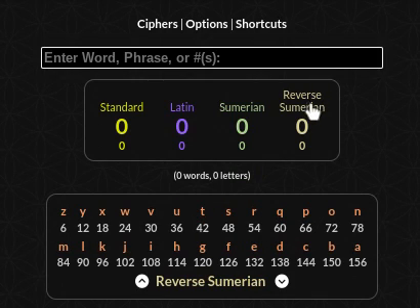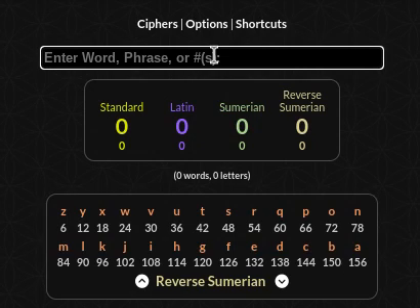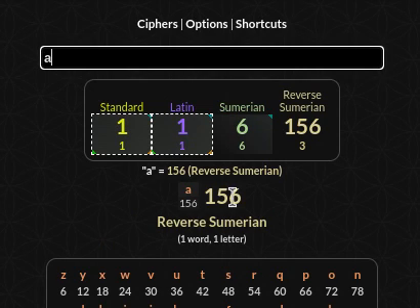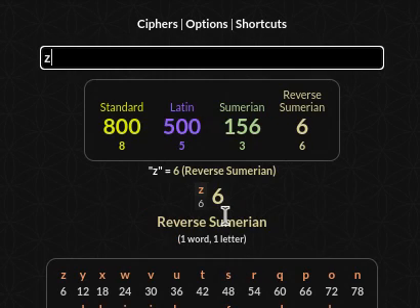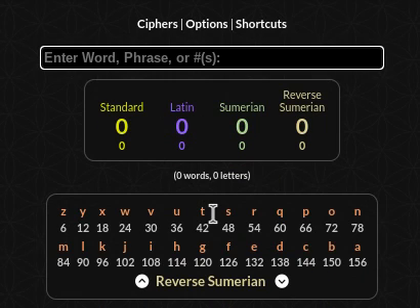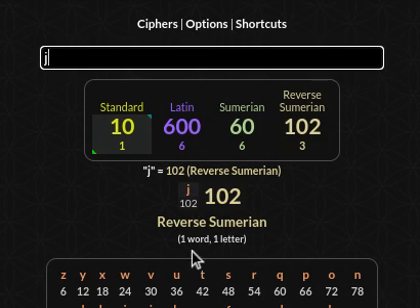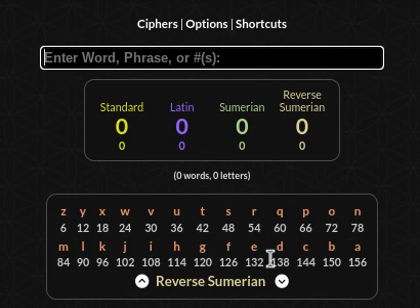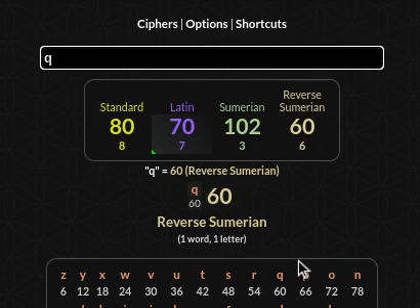Now, the reverse Sumerian is the same exact thing as the reverse English ordinal, just multiplied by 6. So now Z will be 6, since Z is the last letter of the alphabet, but in reverse it's going to be the first, and then A is going to be 26. So in this cipher, A would have the value of 156, see right there. Z has the value of 6. J will be 102, and then Q will be the 10th letter in this reverse, so it will be 60.